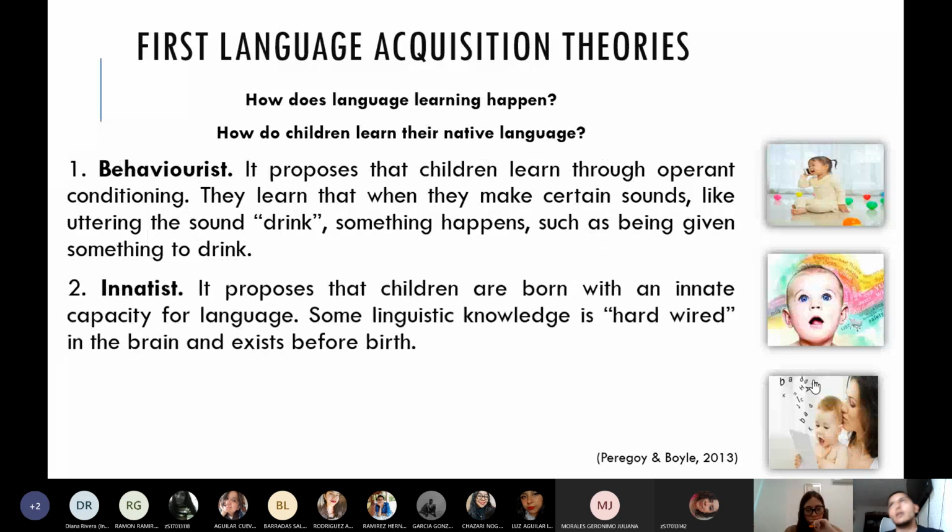Another theory, which is the innatist one, proposes that children are born with an innate capacity for language. This is according to Chomsky's work. I don't know if you are familiar with Chomsky, who's a remarkable linguist that has done a lot of research on interference and brain work, language related issues.